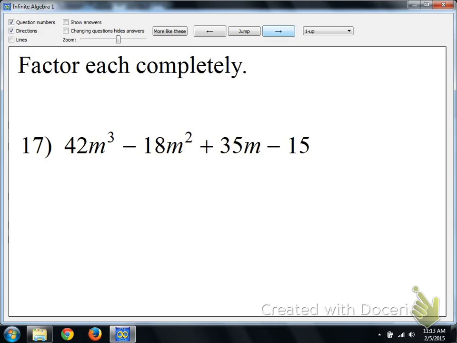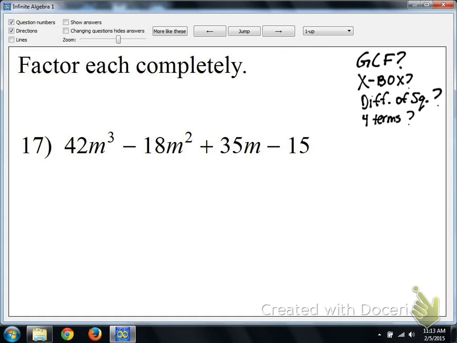So this is what we learned yesterday. It still says factor completely, or factor each completely. It's the same direction. So I'm not going to give you a hint on your work. You have to ask yourselves these 4 questions.